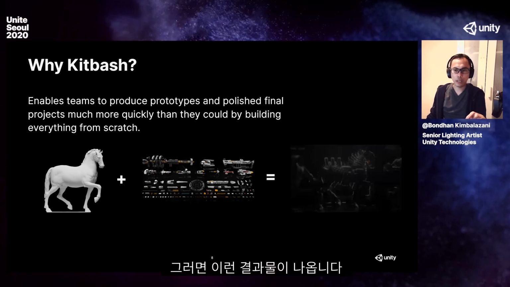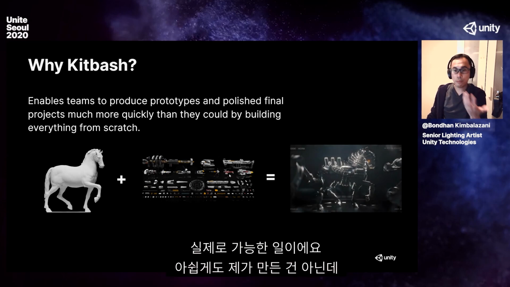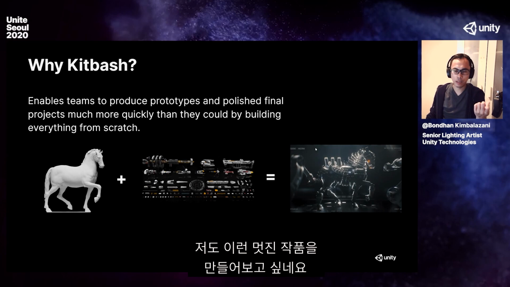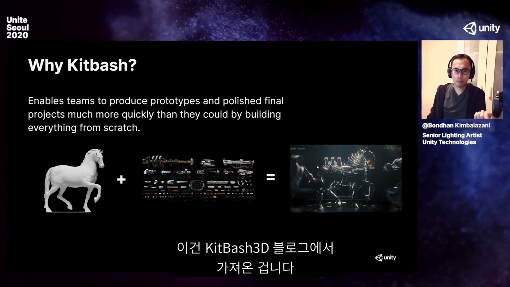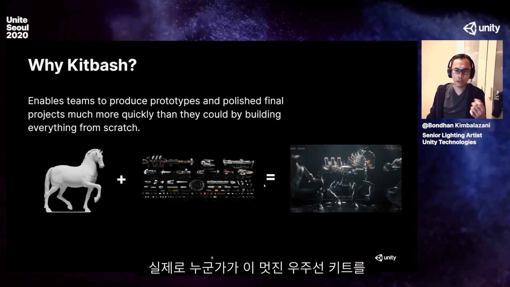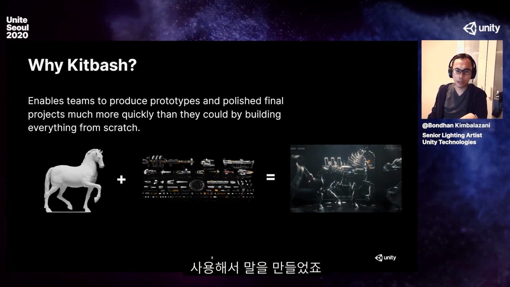And this is what it looks like. So it's possible to do this. This is not mine though, unfortunately. I would love to be able to do something like this, but this is from the Kit Bash 3D blog. So there's somebody that actually repurposed this amazing looking spaceships kit into a horse.